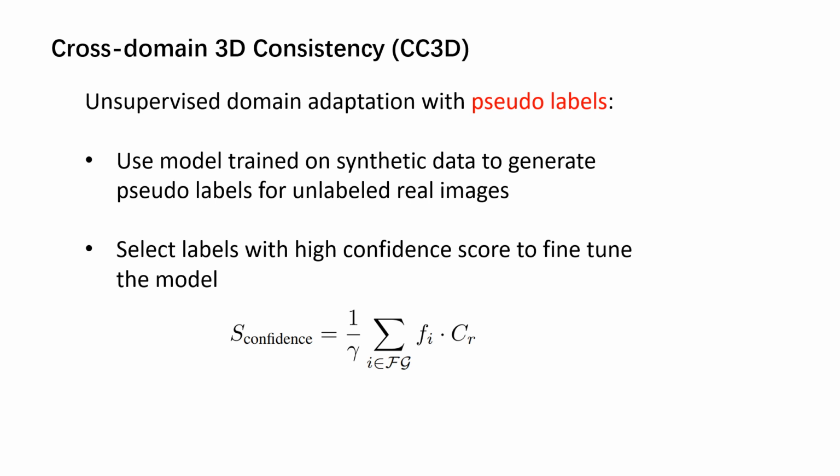Unsupervised domain adaptation in our model uses pseudo-labels to bridge the gap between synthetic training data and real-world data. We first train the neural mesh on synthetic data. For unlabeled real data, we predict poses and assess their quality using a self-consistency check based on render and compare techniques. The top-performing images are selected as pseudo-labels for fine-tuning.